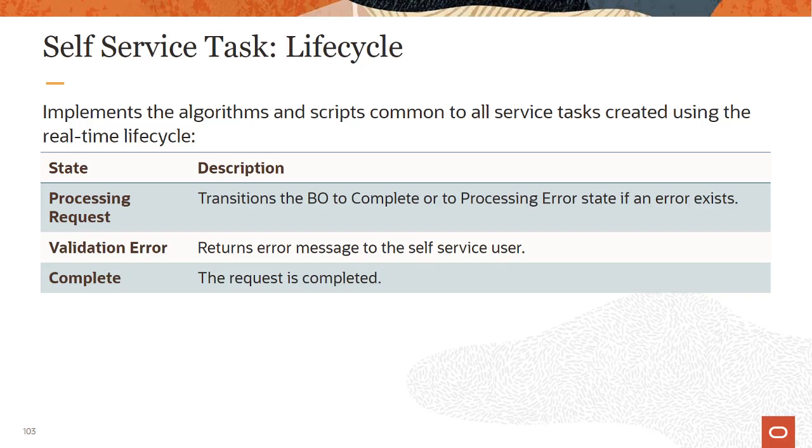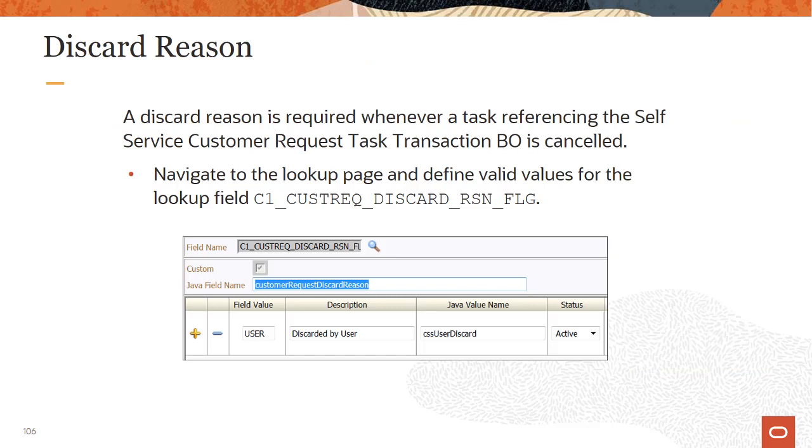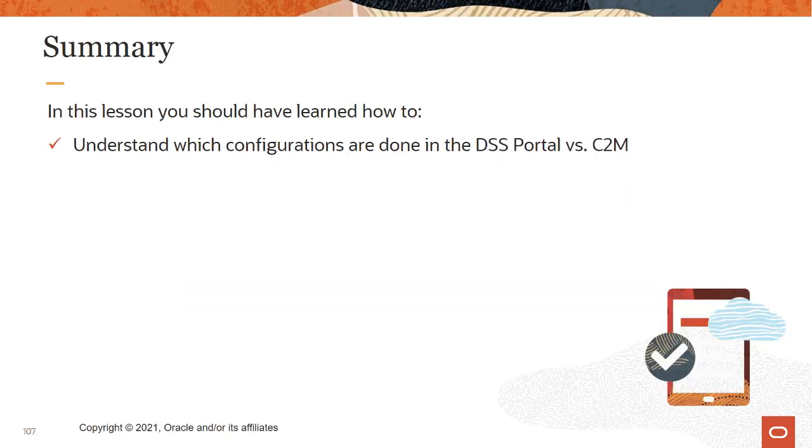A complete state means the request is completed. A processing error state creates the to-do entry task. And a discarded state provides a required discard reason for any canceled task that references the self-service transaction business object. Whenever a task referencing the self-service customer request task transaction business object is canceled, a discard reason is required. To define valid discard reasons, navigate to the lookup page and define the valid values for lookup field C1 customer request discard reason flag. That concludes this lesson.